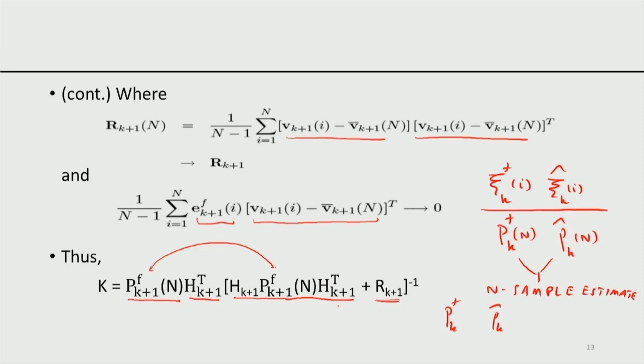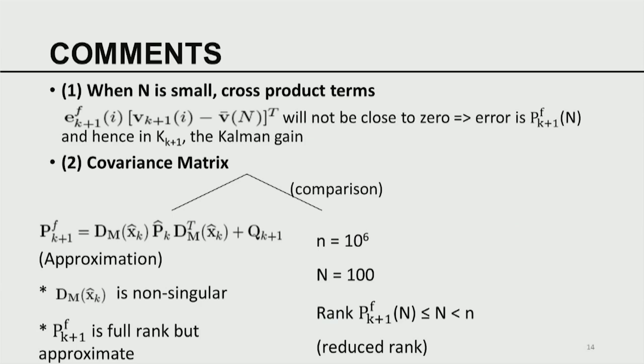Look at this now. I would like to talk about it a little bit further. R_k we are assuming is full rank. P^f_{k+1} is low rank. H_k we are assuming full rank. So the product of this is low rank, but I am adding a low rank matrix to a full rank matrix and taking the inverse. Does the inverse exist? Yes. Who guarantees the inverse exists? The Sherman-Morrison-Woodbury formula. You can consider this a low rank perturbation of a full rank matrix. So this inverse can be shown to exist, and using this I can compute K. So K is an approximation.